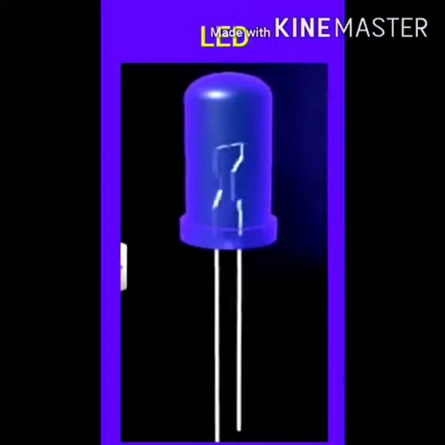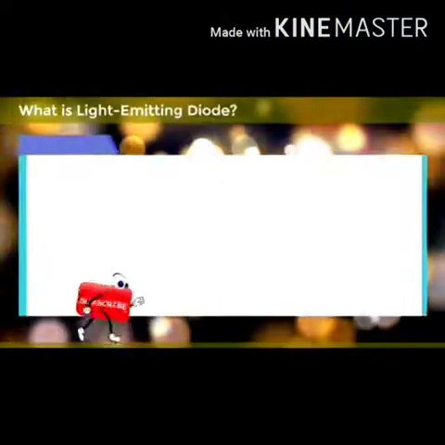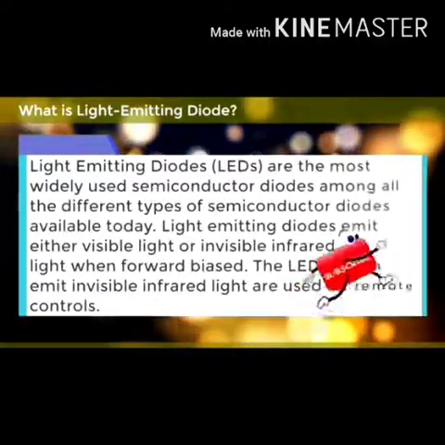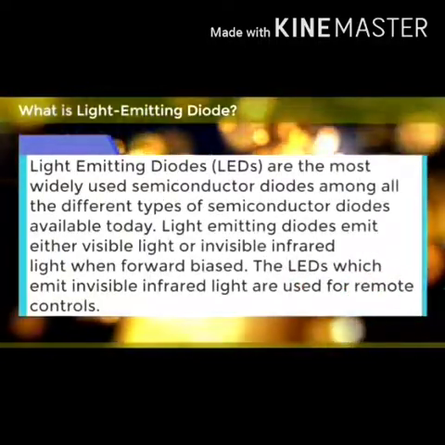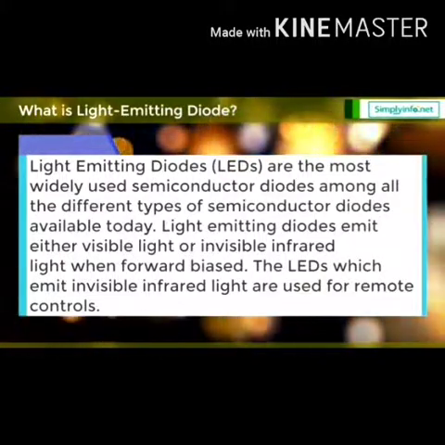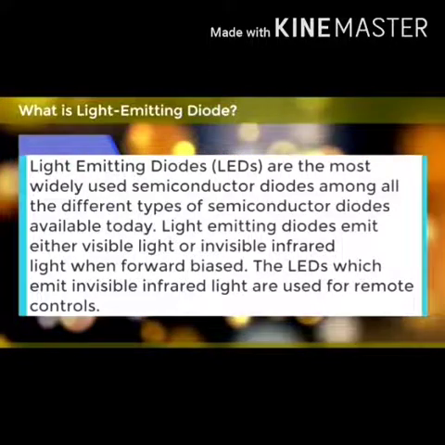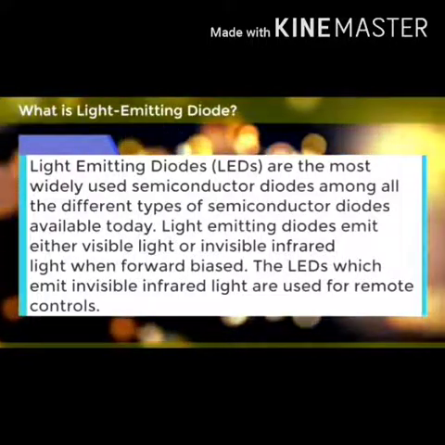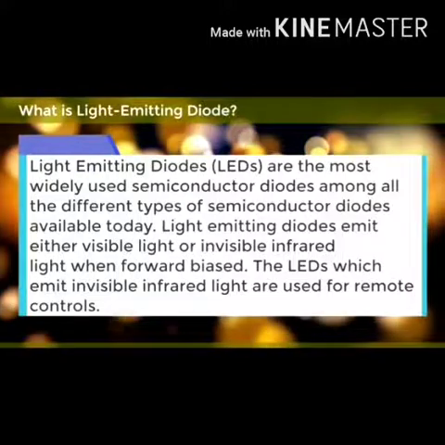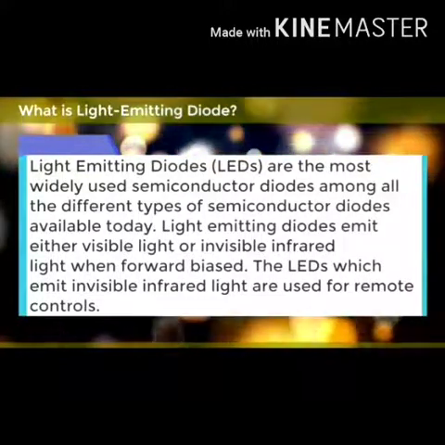The first one, light emitting diode. What is a light emitting diode? Light emitting diodes are the most widely used semiconductor diode among all the different types of semiconductor diode available today. LEDs emit either visible light or invisible infrared light when forward biased. The LEDs which emit invisible infrared light are used for remote controls.